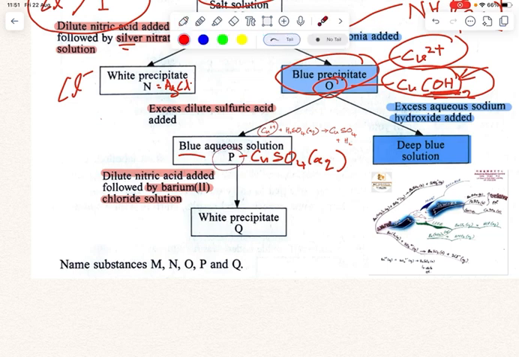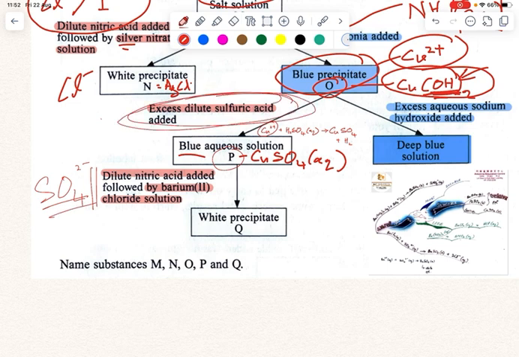Next, they said dilute nitric acid is added, followed by barium chloride. This is to test for the presence of SO4 2 minus, an anion. And of course you get a white PPT because sulfate will be present, courtesy of the sulfuric acid. That means your Q, since it is followed by barium chloride, your white PPT is your barium sulfate, BaSO4. Of course it's solid. It's a white PPT. Once it's a PPT, it's a solid, not in aqueous form, please.